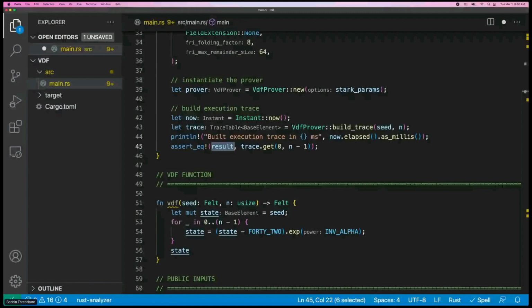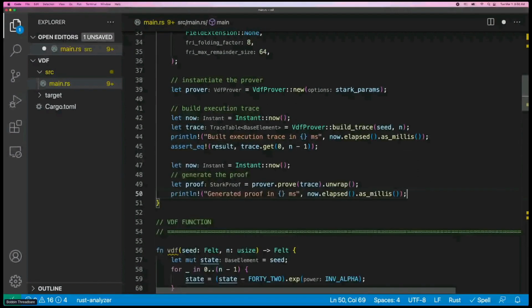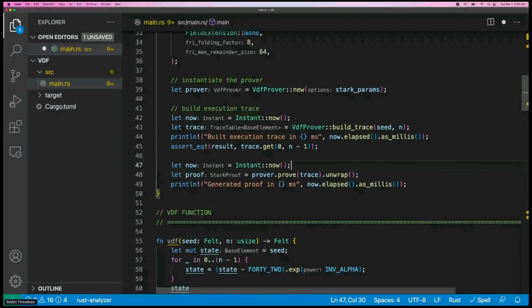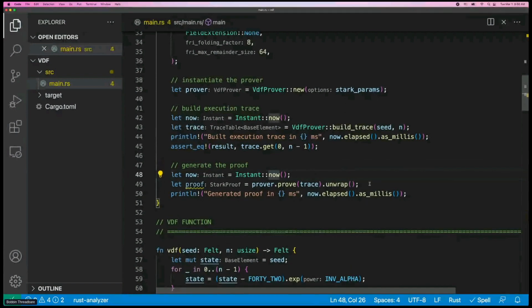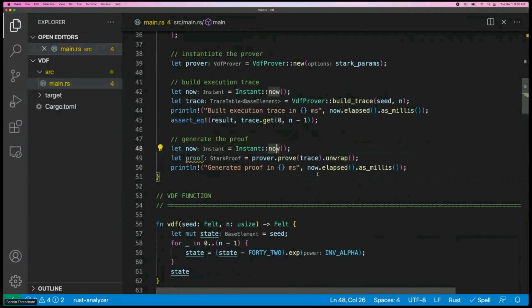So the next step that we need to do is generate the proof. Once we have the prover and we have our execution trace, we need to generate the proof. And we do this simply by saying prover.proof, and we pass in our trace. And this generates the proof of our computation. It is as simple as that at this point.